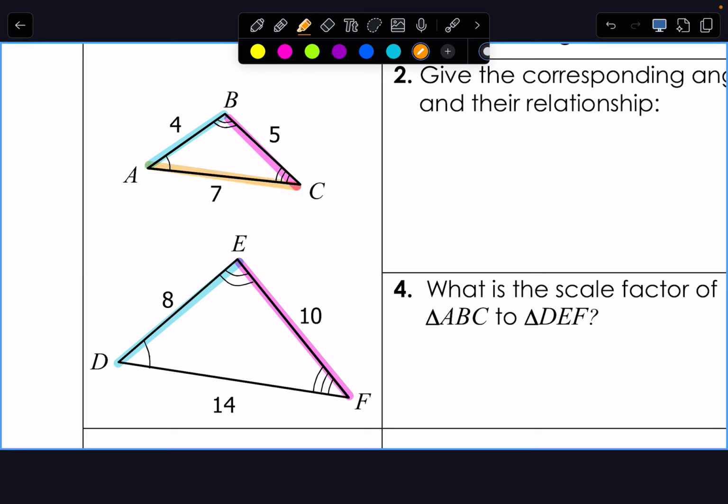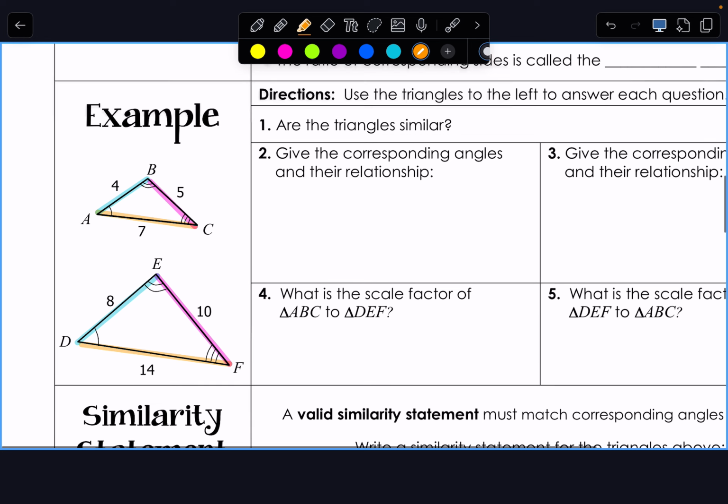So when we talk about proportional, we think of fractions. I am going to make a fraction with my sides. So I'm going to take this 4 right here, and I'm going to make a fraction with 4 and what other number? Why did you pick 8? We highlighted them both blue, right? They're corresponding. So I'm going to make a fraction with 4 and 8.